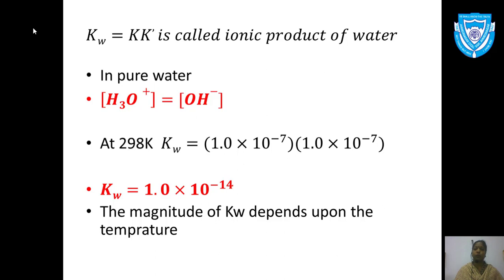So how do we get this value? Because the concentration of H3O plus is 1.0 into 10 raised to minus 7, and the concentration of OH minus ion is again the same, 1.0 into 10 raised to minus 7, we get the value of Kw as 1.0 into 10 raised to minus 14. This Kw depends only upon the temperature. So we can say that the magnitude of Kw depends upon the temperature only. At 373 Kelvin, the boiling point of water, the value of Kw is 1.0 into 10 raised to minus 12.